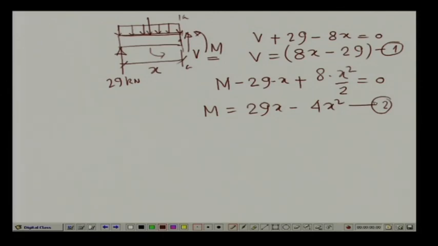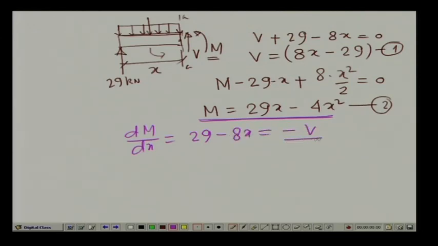Now, if we look at this particular expression and take the derivative of this moment, dM by dx is equal to 29 minus 8 x, which is nothing but equal to minus V, and this conforms to the expression we have seen earlier, the relationship between the shear and the bending moment and the loading.